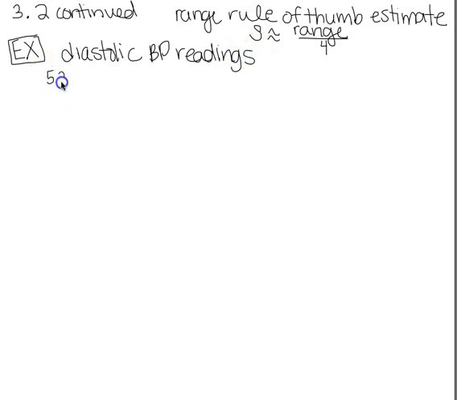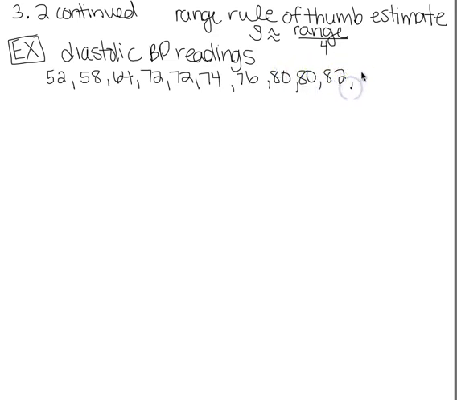And we had 52, 58, 64, 72, 74, 76, 80, 82, 88, and 90. So these were the diastolic readings. This is our data from that sample, and we're going to do some various things based on this information.